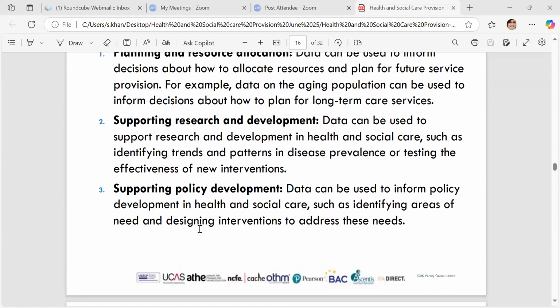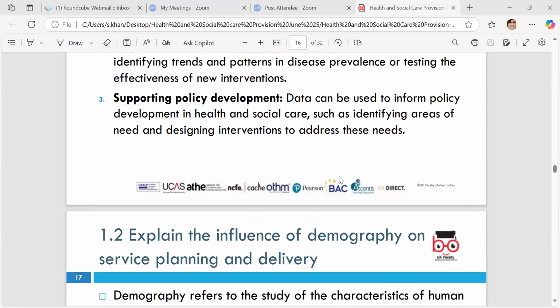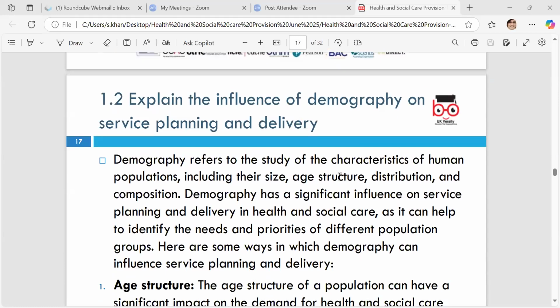Supporting policy development, so data can be used to inform policy development, identifying areas of need if there are any gaps within the services, and highlighting whether new or enhanced services are required. Also, data on patient outcomes allows for evaluation of the effectiveness of existing services, whether they're used correctly or not.